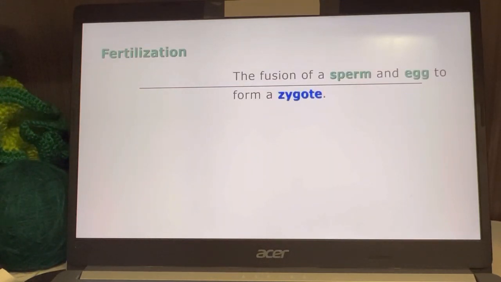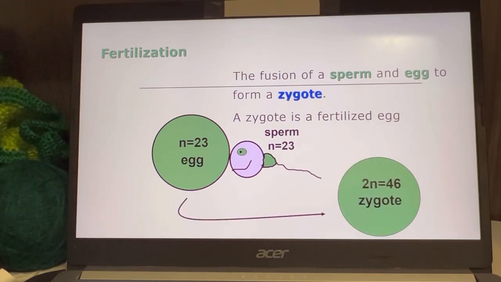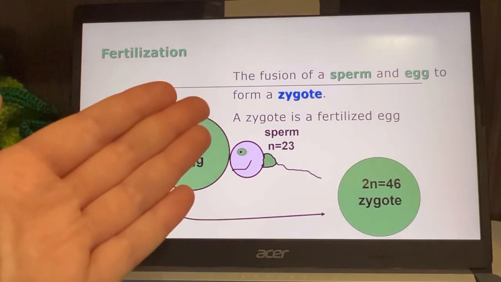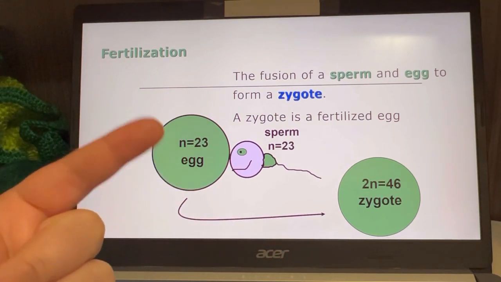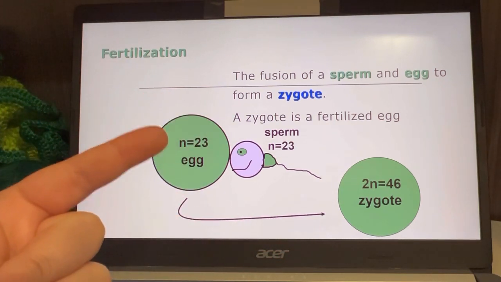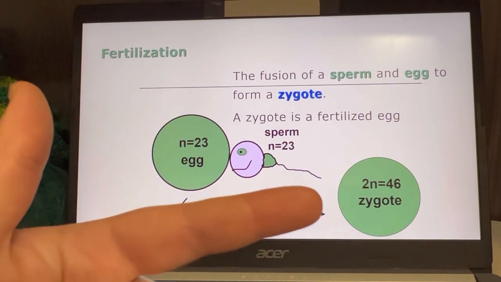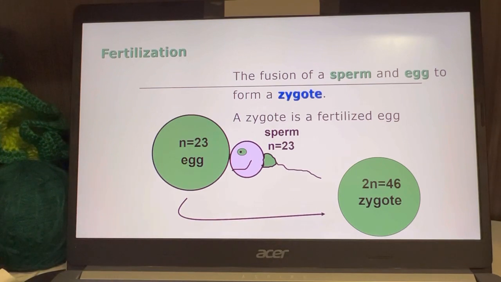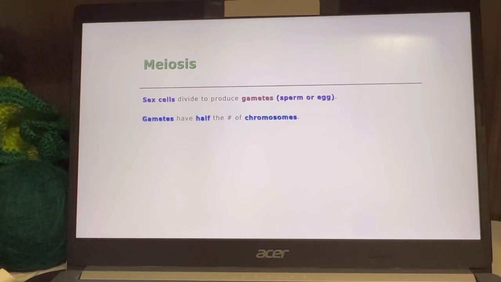Alright, so fertilization. The fertilization of a sperm and egg to form a zygote. A zygote is a fertilized egg. So we have our egg, sperm meets egg, makes a zygote. 23, 23, 46. If you're given a question and it tells you how many chromosomes are in the gamete, when it forms a zygote, it is double the amount. Okay? Alright. Meiosis. Sex cells divide to produce gametes, so either a sperm or an egg.